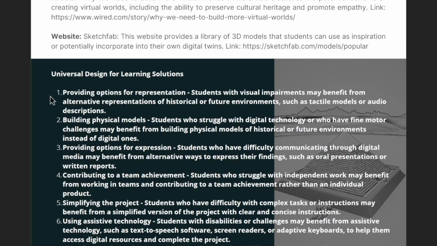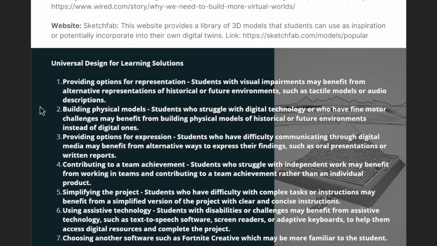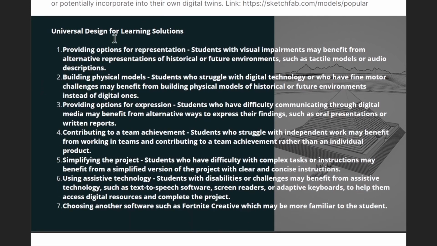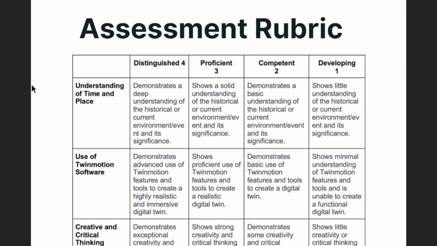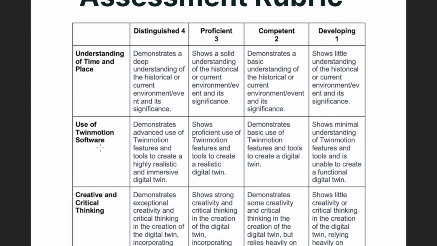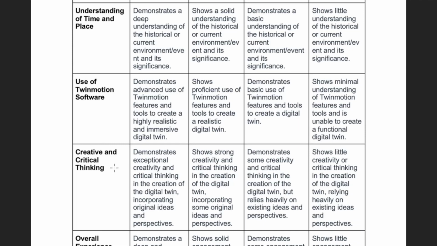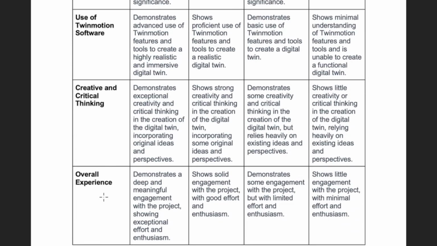But if you run into problems, or if you're looking for further ideas how to help those one or two students who just can't seem to make this project work for them, I've listed 7 possibilities here that could solve that for you. I also have an assessment rubric. It's out of 16 points, and it focuses on skills like the understanding of the time and place, the use of the Twinmotion software, creative and critical thinking, and of course the overall experience.